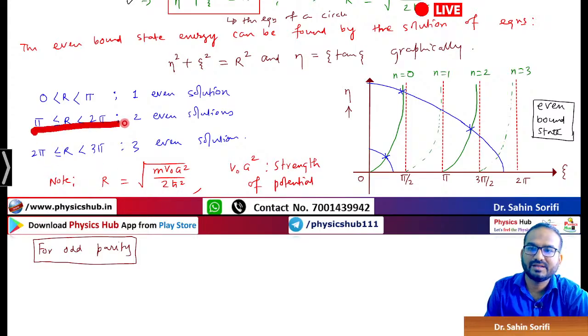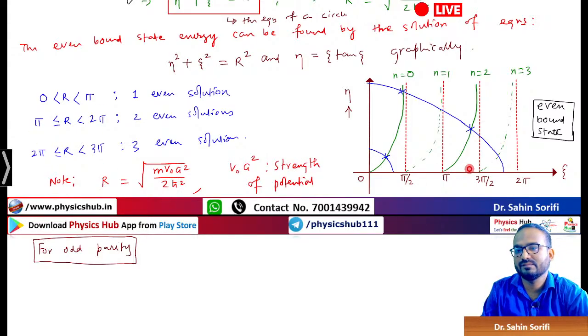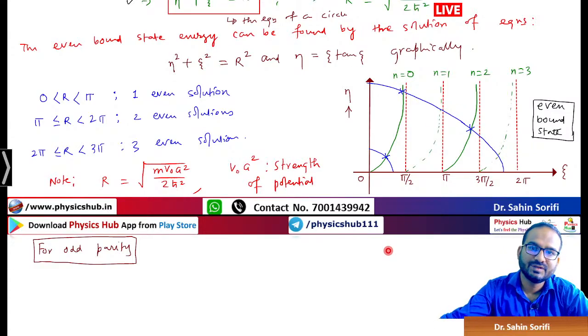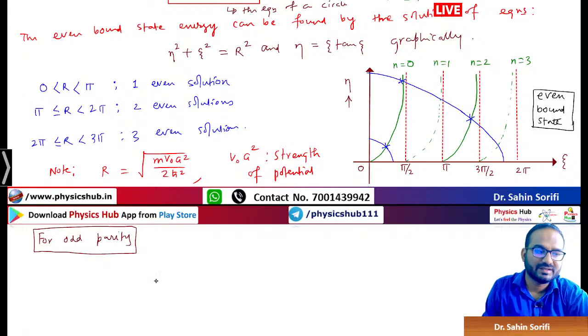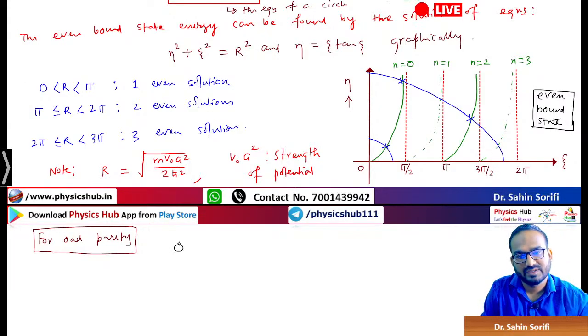Pi to 2 pi means any radius, any circle will work. Even if you take this, it is cutting at 2 points. You take 2, up to 2 pi, it is again cutting. Now if you proceed with this similar calculation with odd parity, what do we have to write? We have to write psi 2 of phi 2 of minus x is equal to minus phi 2 of x.